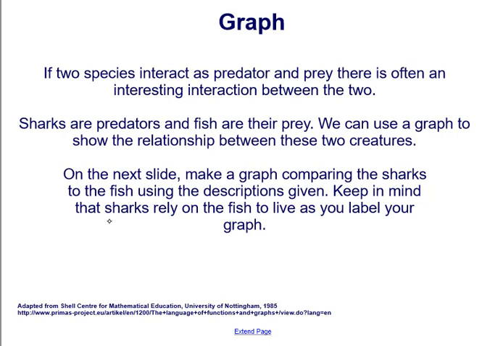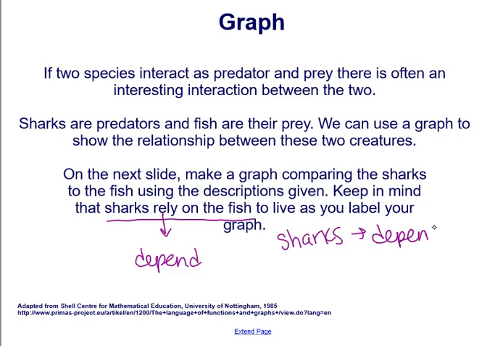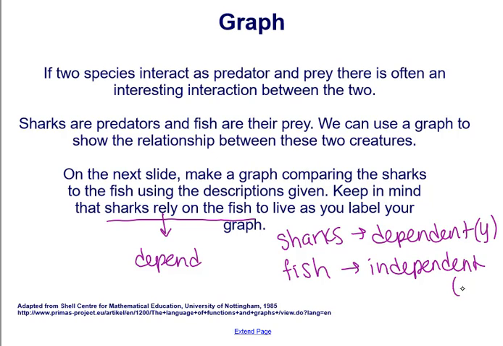So if sharks rely on fish, another word for rely is depend. So if sharks depend on fish, we're going to think that the number of sharks is going to be the dependent variable, and the number of fish is going to be the independent variable. So on our graph, the sharks will be along the y-axis and the fish will be along the x-axis.